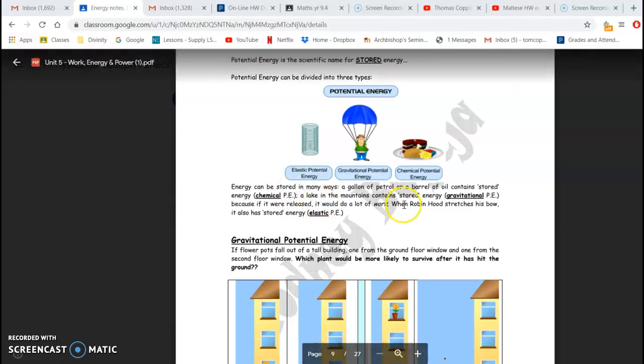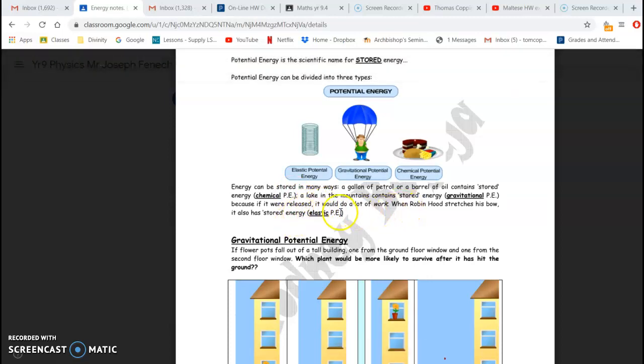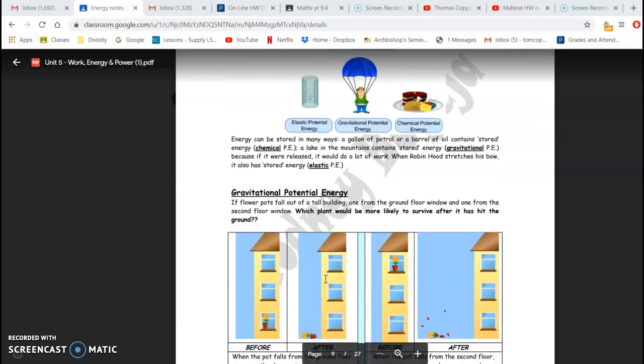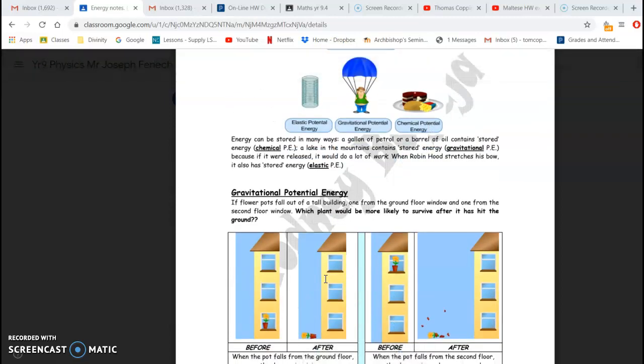For example, when Robin Hood stretches his bow, it also has stored elastic energy, because when you're pulling the bow, you're creating elastic potential energy, stored energy. When you let go of the bow, that elastic potential energy changes to movement energy, kinetic energy.